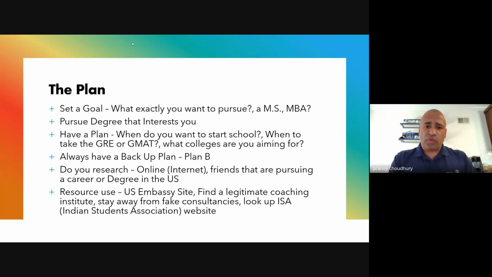You need to know what websites you're looking at. Are those websites legit? And you need to grow your network. And most importantly, see if you can find somebody who's doing a career, has a career or doing a degree in the US very recently.